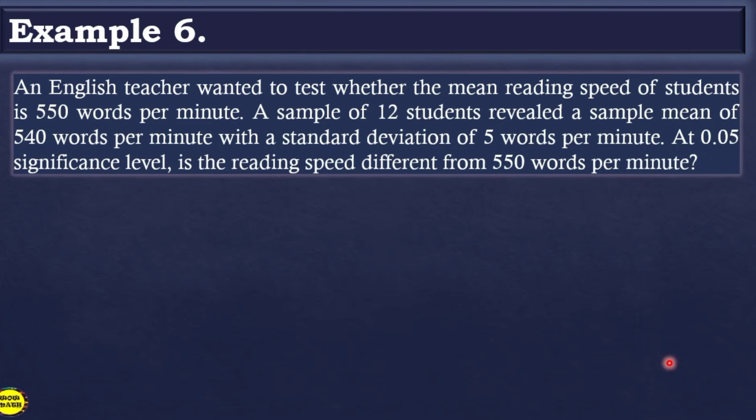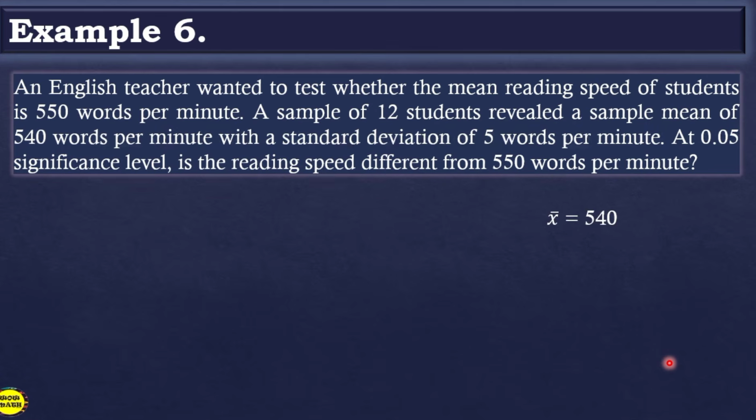Okay, another example. An English teacher wanted to test whether the mean reading speed of students is 550 words per minute. A sample of 12 students revealed a sample mean of 540 words per minute with a standard deviation of 5 words per minute. At 0.05 significance level, is the reading speed different from 550 words per minute? So what are the given data?